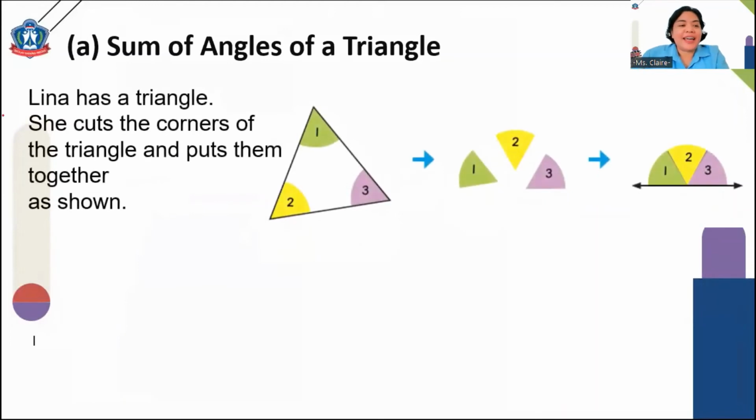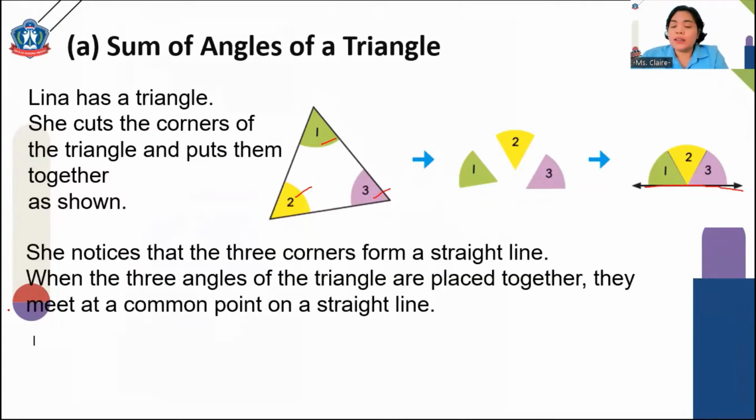Okay, let's check. Lina has a triangle. She cuts the corners of the triangle and puts them together as shown. Take a look. So we have angle A, and angle 1, angle 2, and angle 3. She puts them together like this. What she observed? It becomes a straight line or half of the circle, right? So if a straight angle, that one measures, correct, it measures 180 degrees.